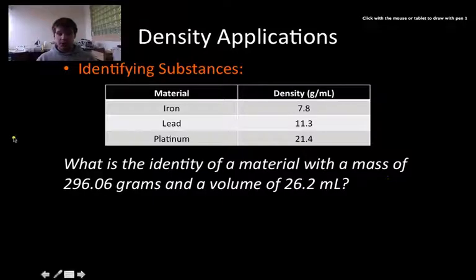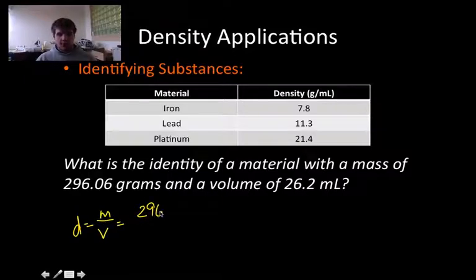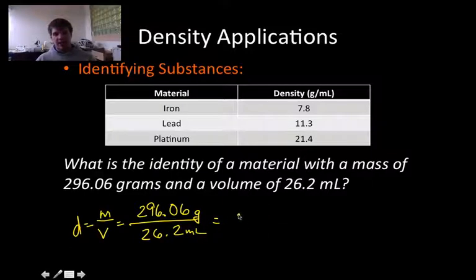So what I'll do is I'll just calculate the density of this one. Remember, it's mass divided by volume. So the mass was 296.06 grams. The volume is 26.2 milliliters. And when I divide them out, I end up with 11.3 grams per milliliter.